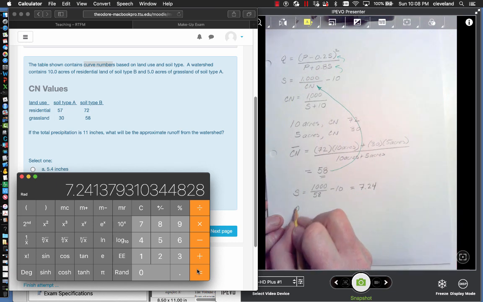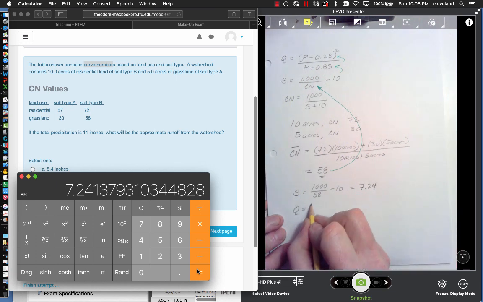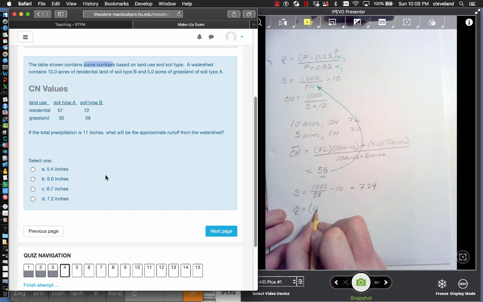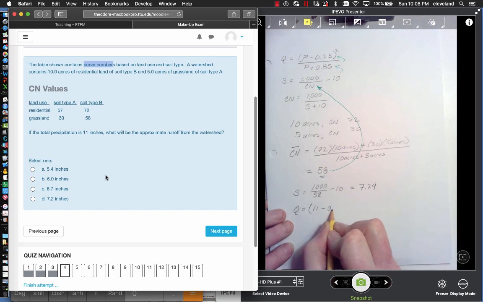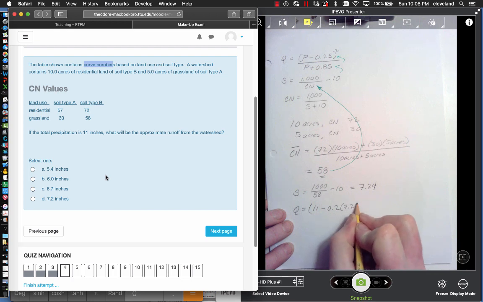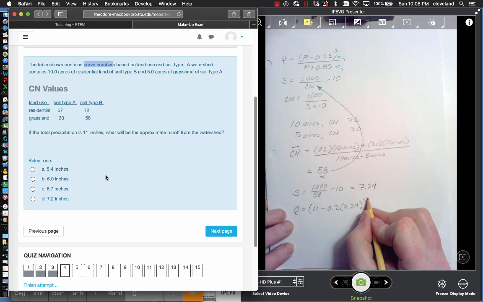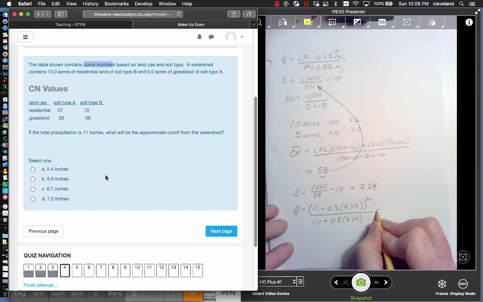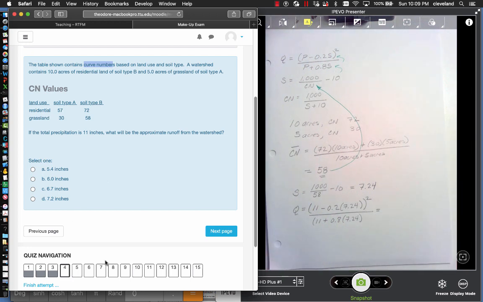And now we put Q is equal to P, which in our case is 11 inches. So we have 11 minus 0.2 times 7.24, squared, divided by 11 plus 0.8 times 7.24, and we'll perform the indicated arithmetic.